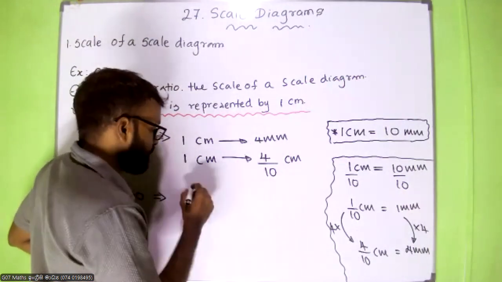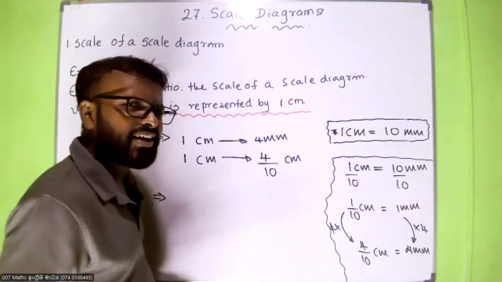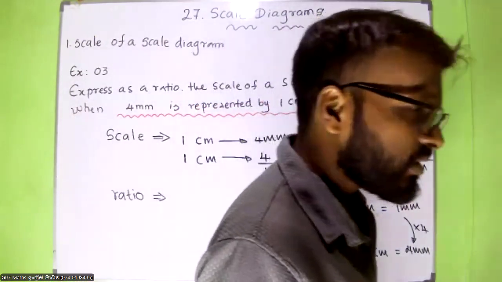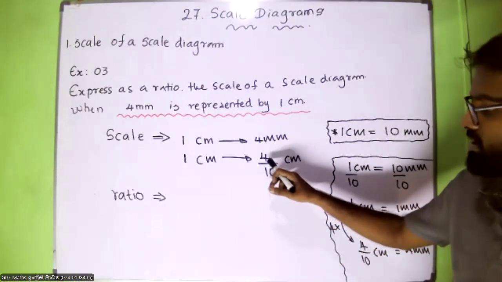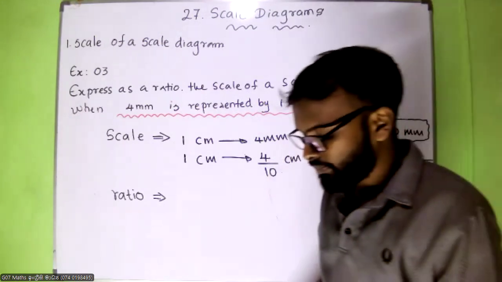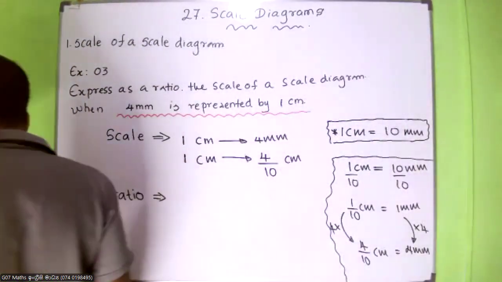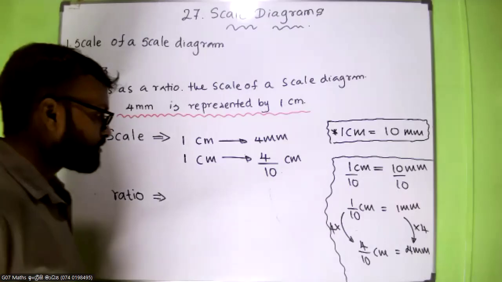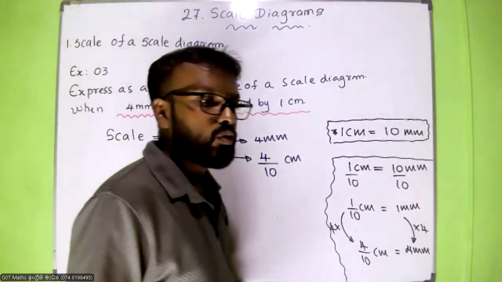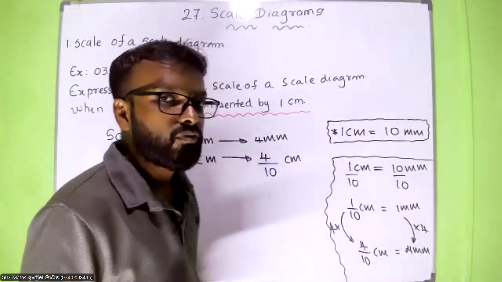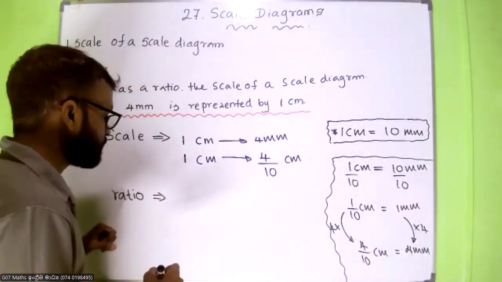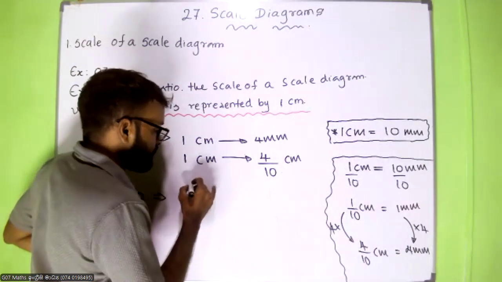So you can represent 4 divided by 10. What is the answer as a decimal number? If you divide 4 by 10, how do you divide? By using 10, how many zeros are there? 1 zero.